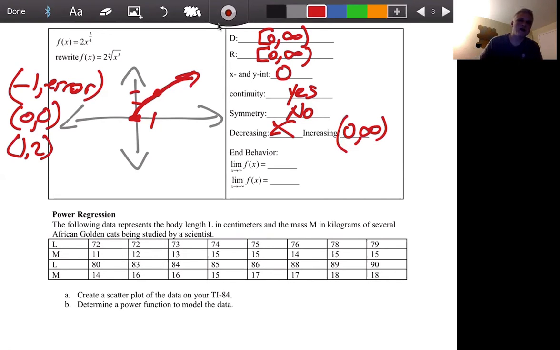What is the end behavior? As x goes towards infinity to the right, y is getting higher and higher, so it's going to infinity. As x goes to negative infinity, the function's not there. Remember, it was an error. So because it's an error, there is no limit. Your y is not going anywhere because it's not there. There is no function.